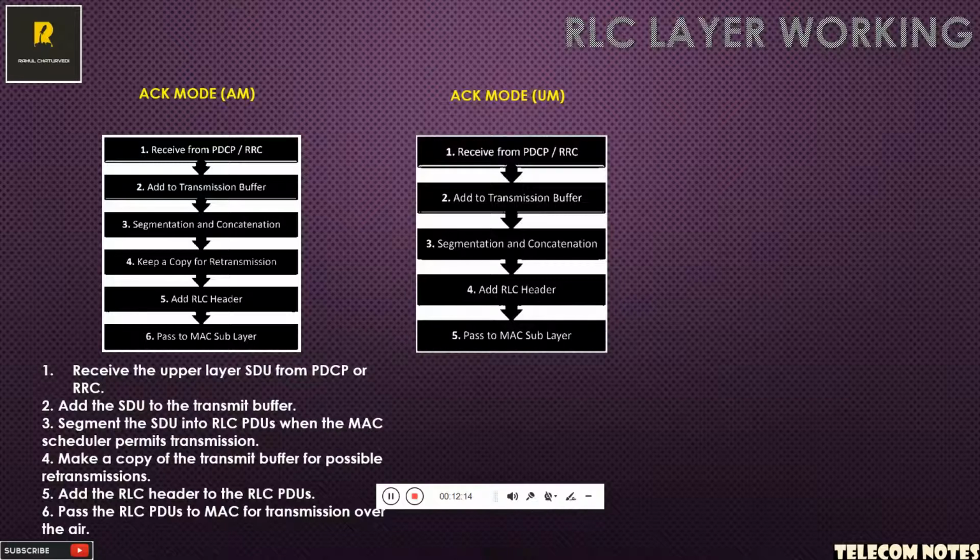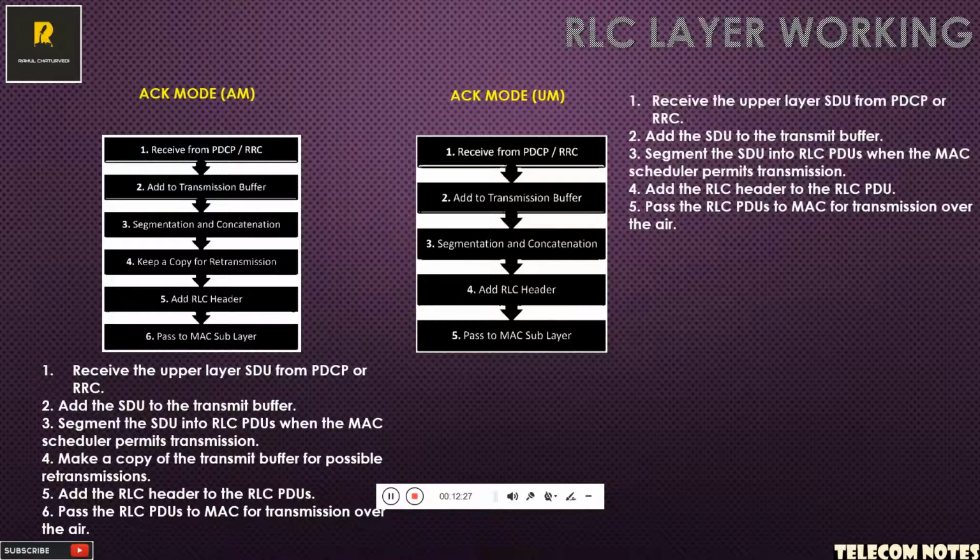Coming to the unacknowledged mode, receive from PDCP to RLC, add to the transmission buffer, segmentation and concatenation, add the RLC header, pass to the MAC sublayer. Receive the upper layer SDU from PDCP or RRC, add the SDU to the transmit buffer, segment the SDU into RLC PDUs when the MAC scheduler permits transmission, add the RLC header to the RLC PDUs, and pass the RLC PDUs to MAC for transmission over the air.